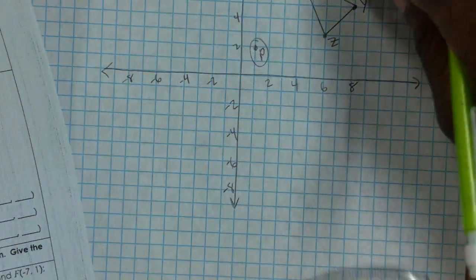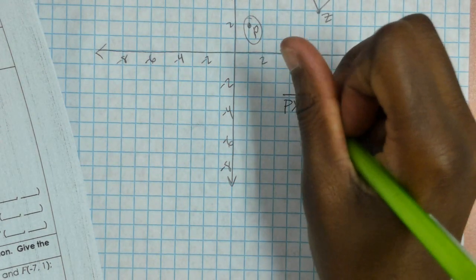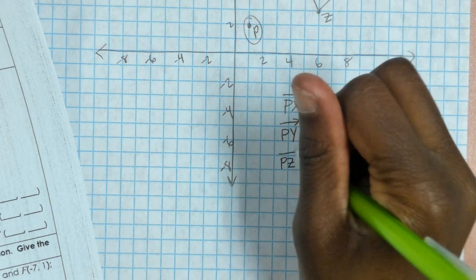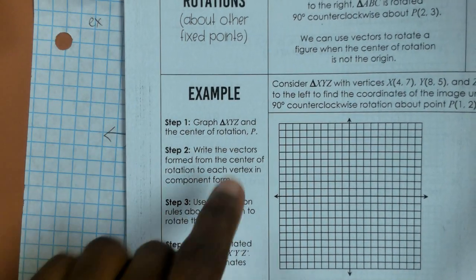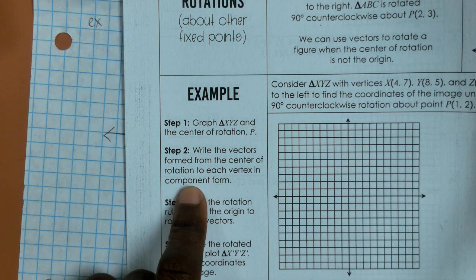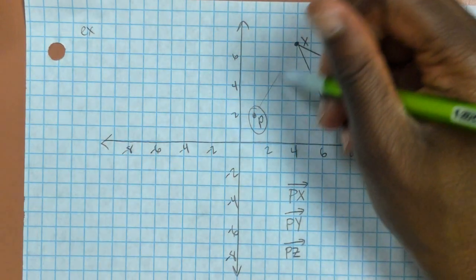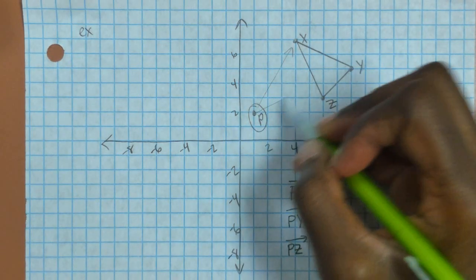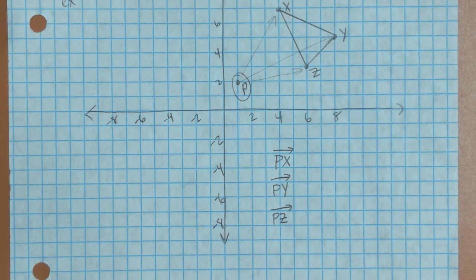So what we're going to do with the vectors is use the rule. So we do the vectors for P to X, P to Y, and P to Z. These are the steps, so I'm supposed to be going through these steps with you. The steps again would be to graph it and the center of rotation. So we did step 1. Step 2 is to write the vectors formed from the center of rotation to each vertex. So I'm writing the vector formed from P to X. My vector was coming like this, like we did in the translations unit. My vector from P to Y, and my vector from P to Z. All back to that translation, so it's good practice for translations for this.